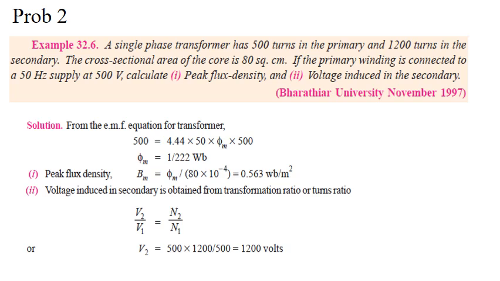Proceeding with the second numerical on EMF equation and transformation ratio. In this particular numerical, it is given that the number of turns in the primary is 500, and the number of turns in the secondary is 1200. The cross section area is 80 square centimeter. And remember, square centimeter, so while solving, we have to convert it into meter. We always follow the SI units. Then it is written that the frequency is 50 hertz and the primary winding is connected to 500 volts. That means V1 equals 500 volts.